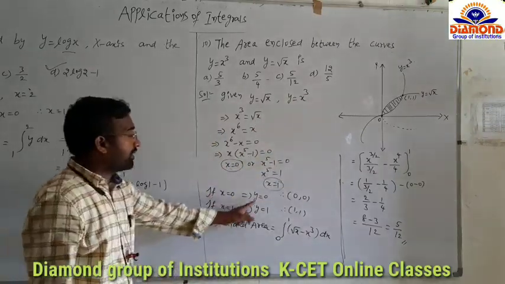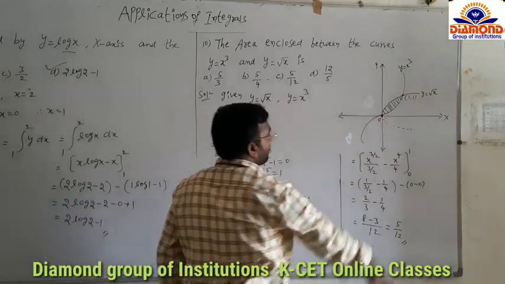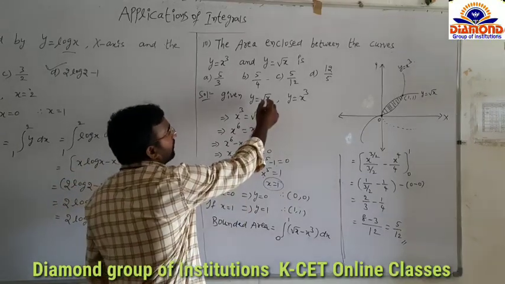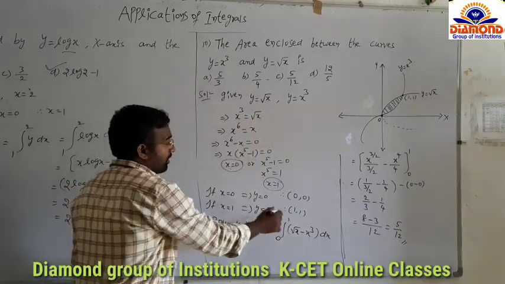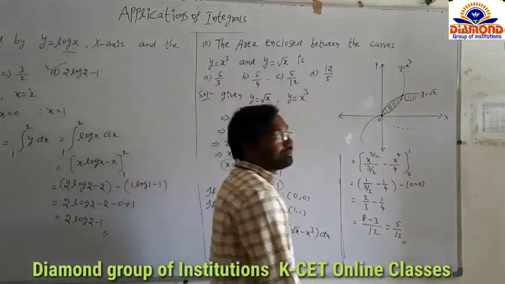So x equal to 0, y equal to 0. Therefore clearly one point is the origin. This is one point of intersection. Another point of intersection: if x equal to 1, substitute and you get y also equal to 1. So another point is (1, 1). So clearly the point of intersection is (1, 1).